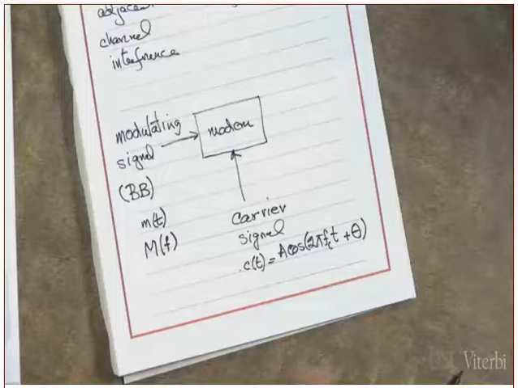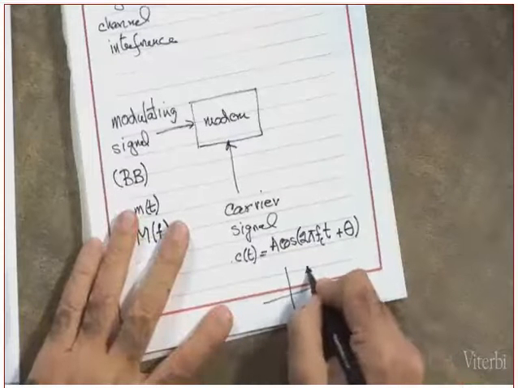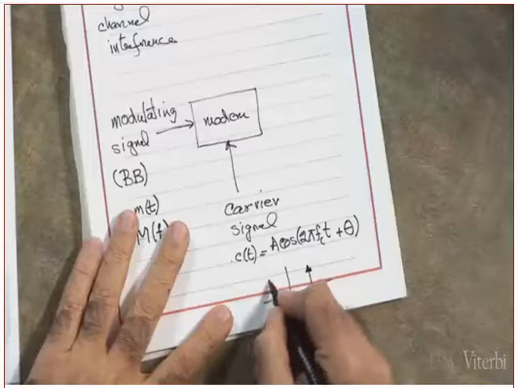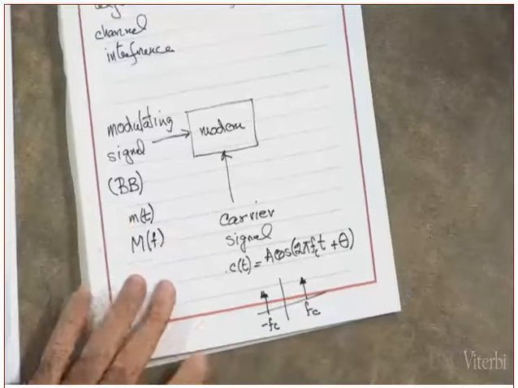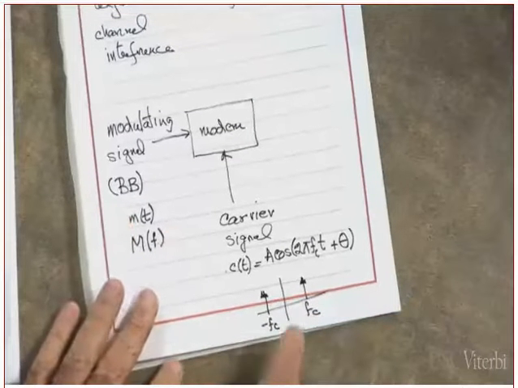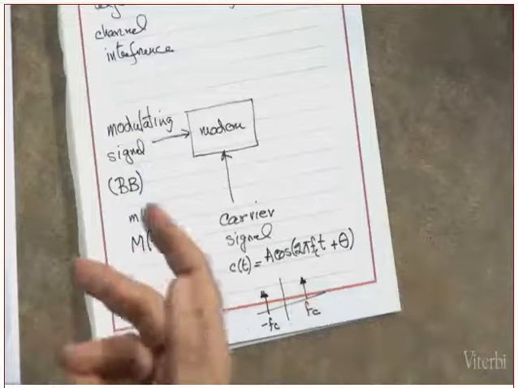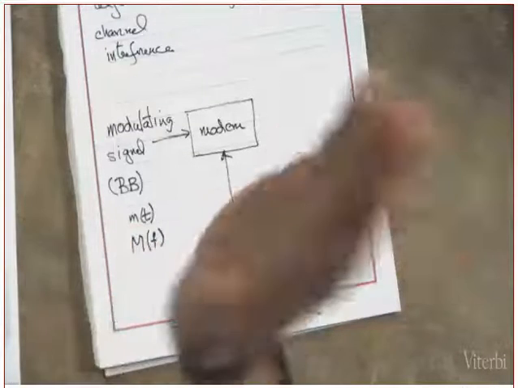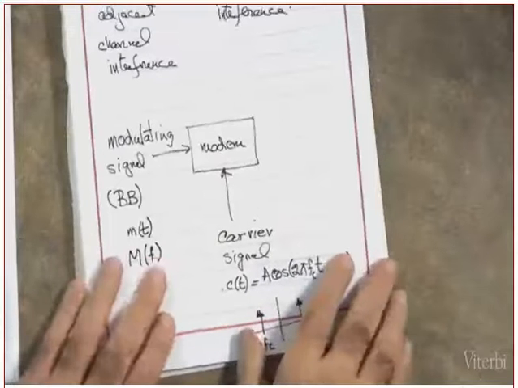A delta function. In other words, you would have a delta function at f sub c and minus f sub c. Notice, by the way, these are only positive frequencies. The minus is just because the Fourier transform is a complex transform, so it depends on whether it's a plus j or minus j. Okay, keep that in mind.